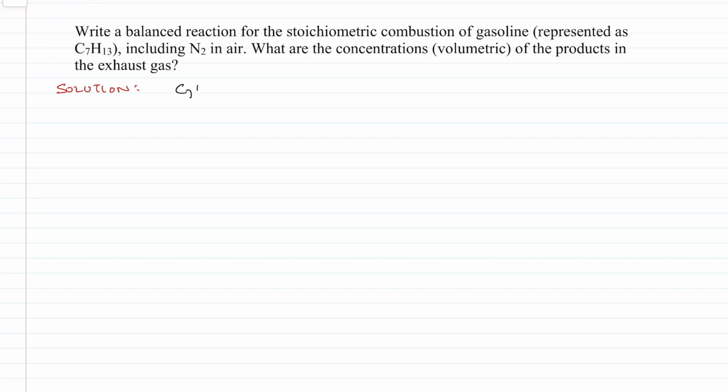C7H13 plus, let's say, in air, right? And air we just said is oxygen plus 3.76 nitrogen. And if it is stoichiometric combustion, we will get CO2 and water, and also because we are considering nitrogen in air, there will be nitrogen as well.